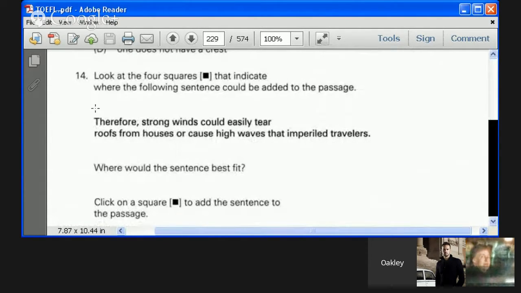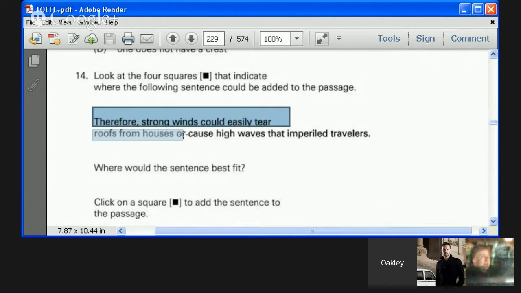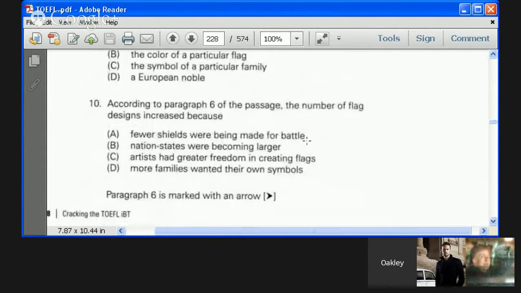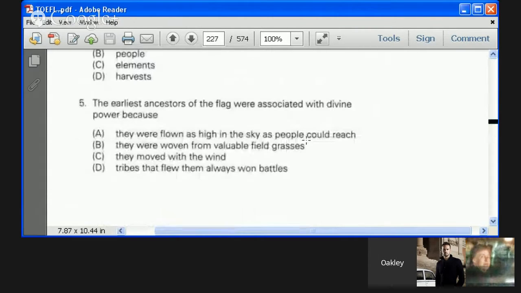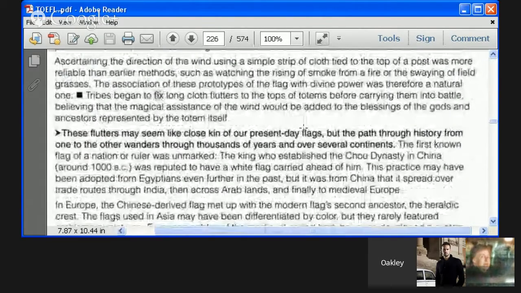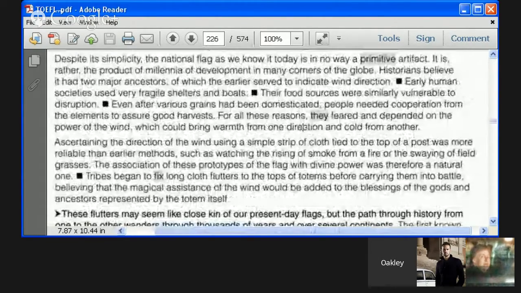Okay, wait a minute. Therefore, strong winds could easily tear roofs from houses or cause high waves that imperil travelers. What is imperil? Peril. Do you know peril without the prefix? I know, but I forgot the meaning. Yeah. Okay. Peril means danger. His life was in peril. His life was in danger. So make dangerous, create danger is imperil. Yeah, I think it matches. I think it does too.